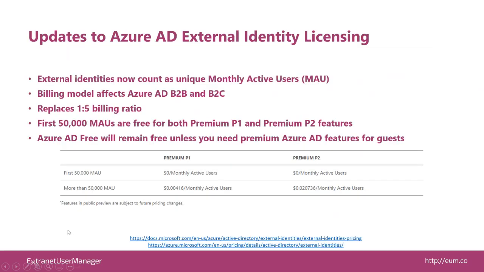So I touched on this before. They used to have what they called this 1-to-5 billing ratio, and if you wanted to use Azure AD Premium features with your guest users, you could do that. And for every internal user that you licensed, you could have the feature enabled for 5 of your guest users. So let's say you had 1,000 staff in your organization, you could have 5,000 guests using those premium features, and you wouldn't pay anything more for that.